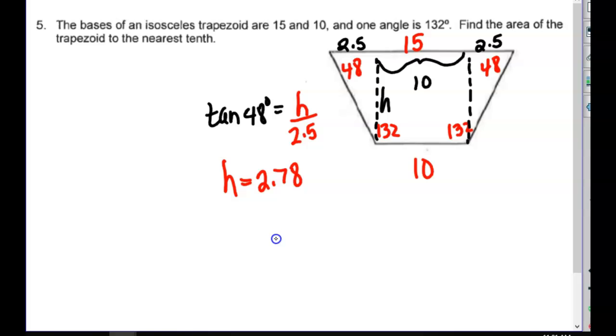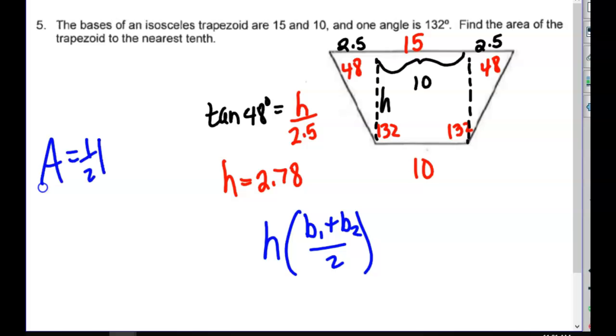Okay, how do you find the area of a trapezoid, though? You could do the triangles and the square rectangle separately, but do you remember the area of a trapezoid? It's the average of the bases. Okay? You probably learned it this way: 1/2 height times B1 plus B2.